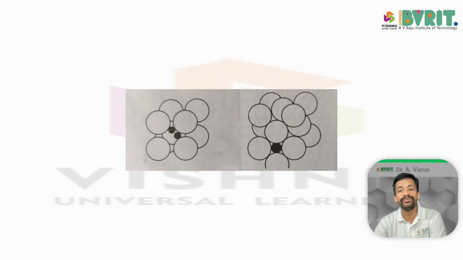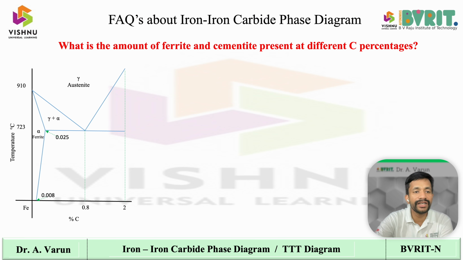That is, austenite has got 2% of carbon maximum dissolved. So that is the reason.